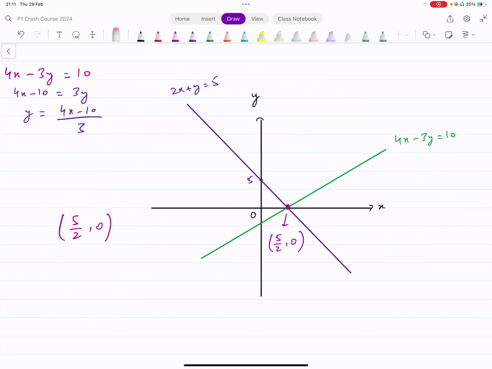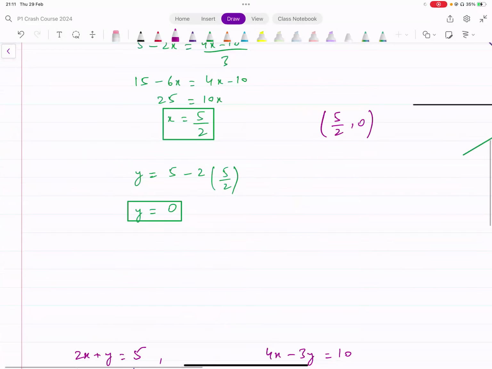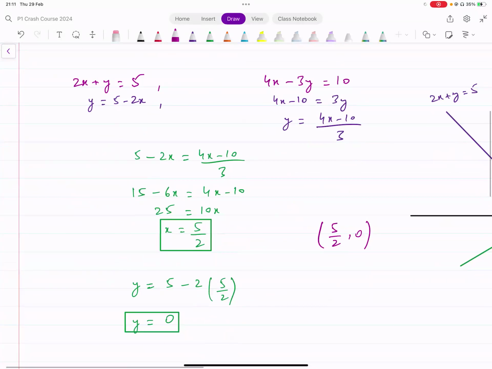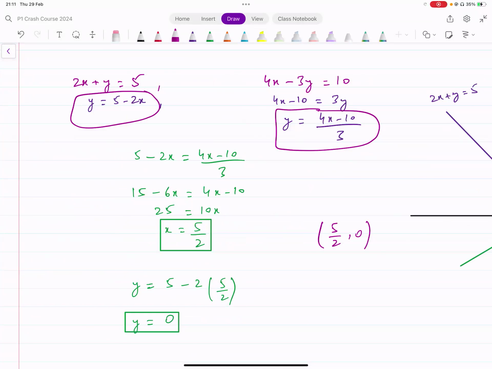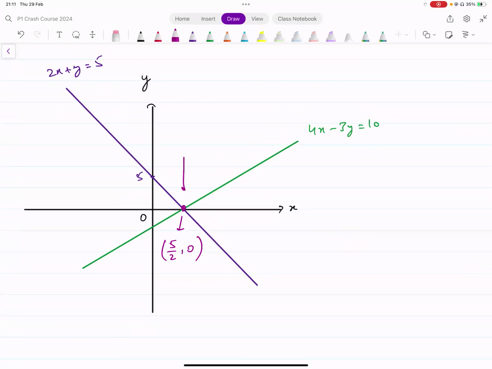So graphically, this point that we have found represents the point of intersection of these two lines. And that's exactly why we can equate these two equations like this here. So remember what we did here? We said y equals this and y equals this, and then we equate them. Why do we equate them? We equate them because graphically, at the point where these two graphs intersect each other, these two lines are equal to each other.